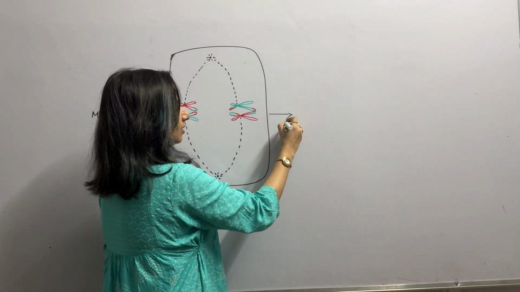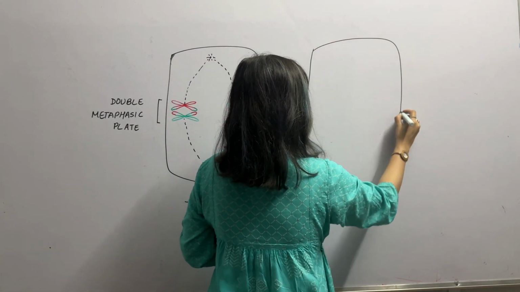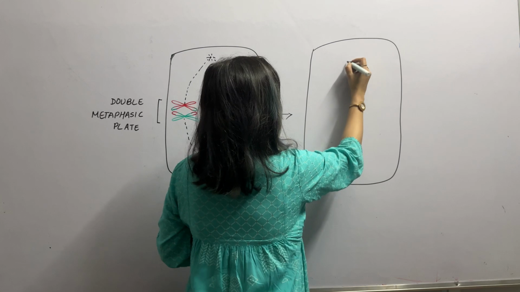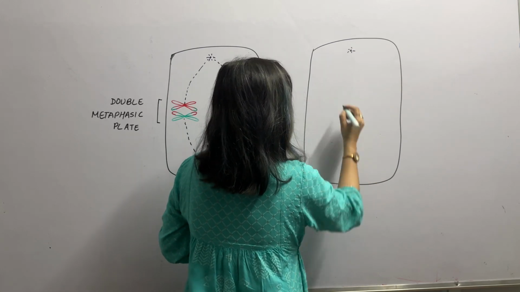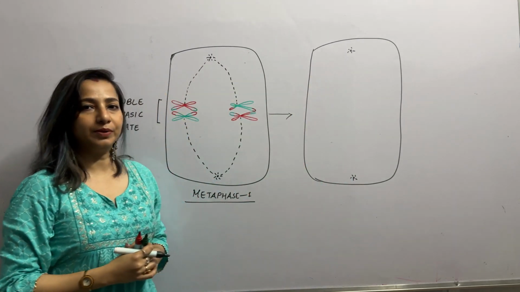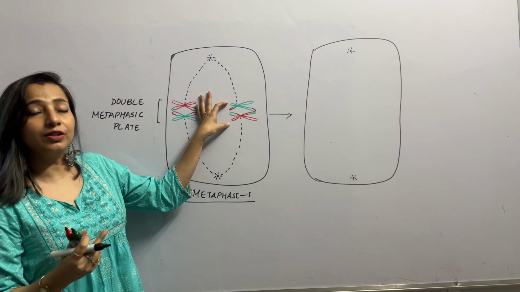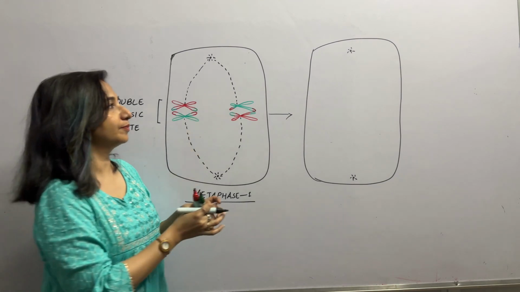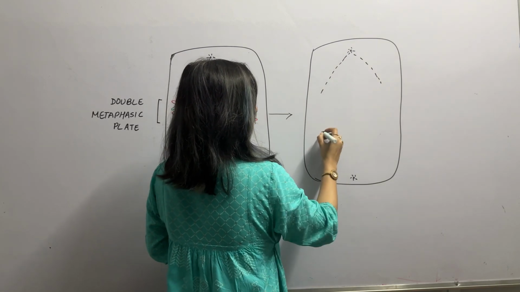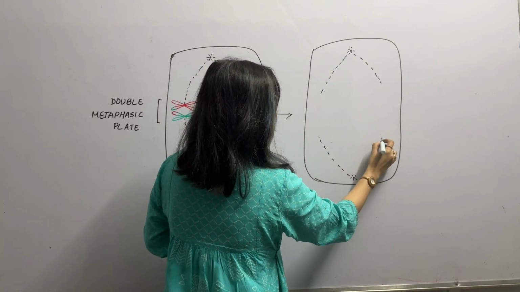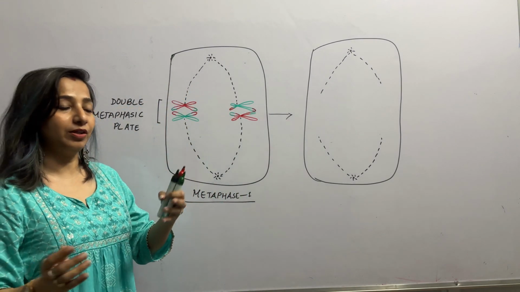Now, what will happen after this? The cell will enter what? Anaphase. Anaphase 1. So during anaphase, what happens? The homologous pair separate. Okay? There will be shortening of the spindle fibers, and the homologous pairs move to opposite poles.